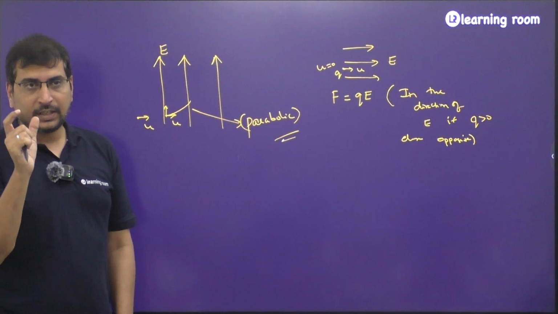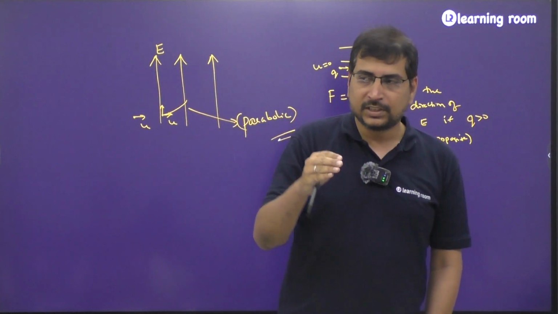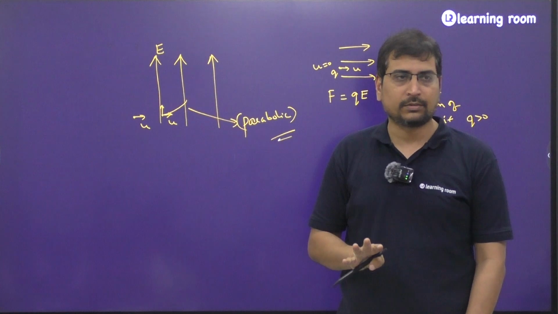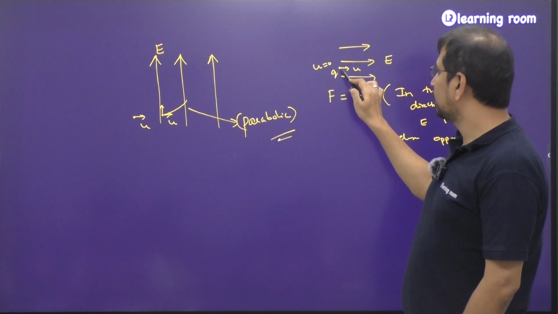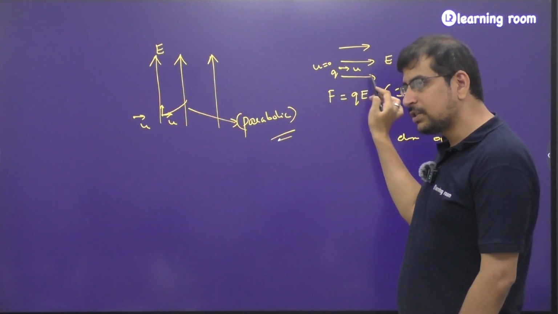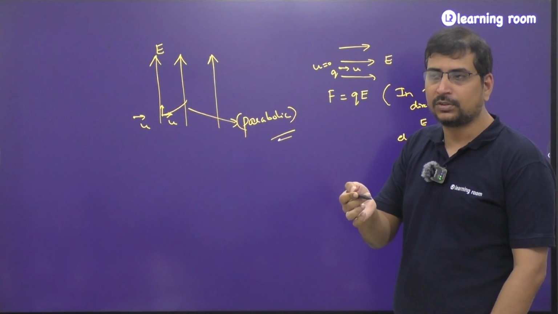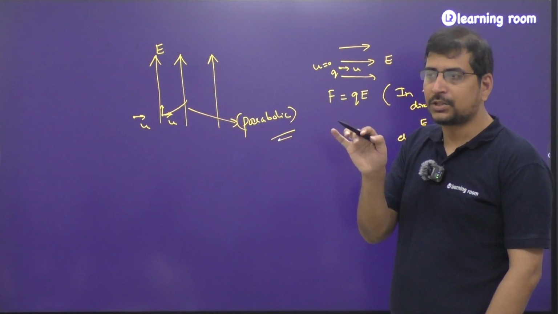When you talk about electric field, you have nothing to do with whether the charge is placed or given velocity or not. It will move in the electric field, right? Only thing is, if you place it, it is going to experience a force. If you give it an initial velocity in the direction of the electric field or opposite to it, it will still experience force, but it will move in the same direction.